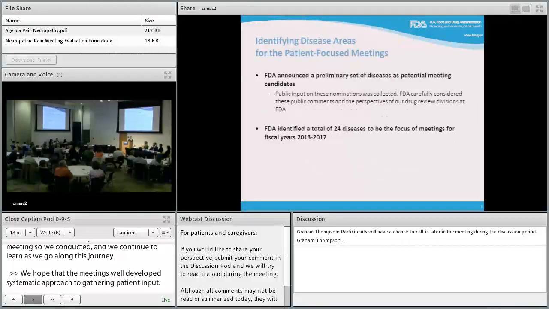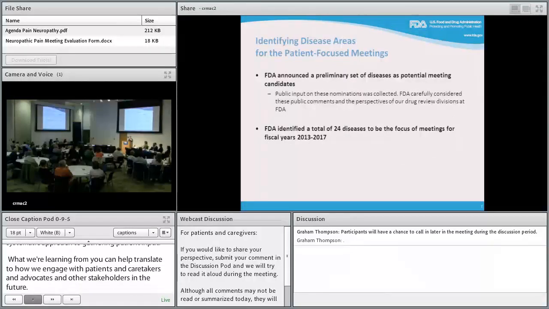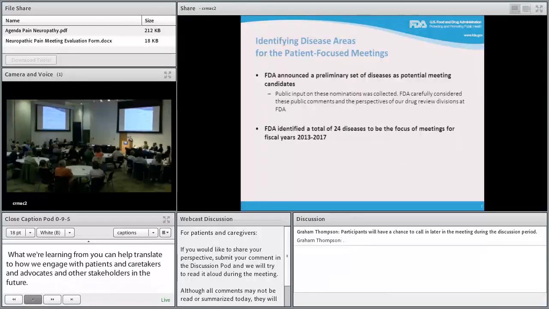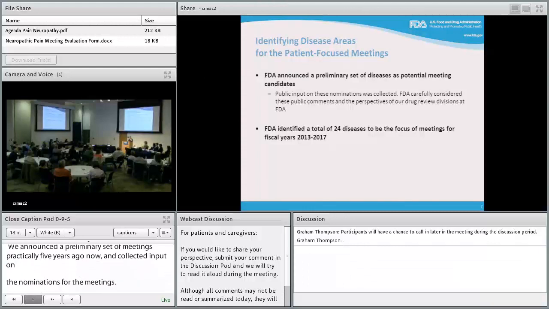In the selection and identification of the meetings, we went through both a public process and an internal look at the disease areas where a meeting would be extremely helpful. We announced a preliminary set of meetings approximately 5 years ago now and collected input on the nominations for the meetings. And we have reviewed the public comments and all the input we received to come up with a final set of 24 meetings that would be the focus of our efforts for this 5-year period.